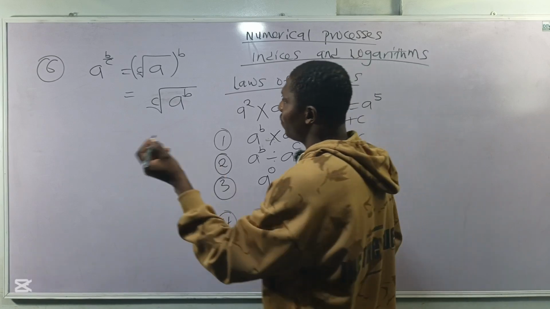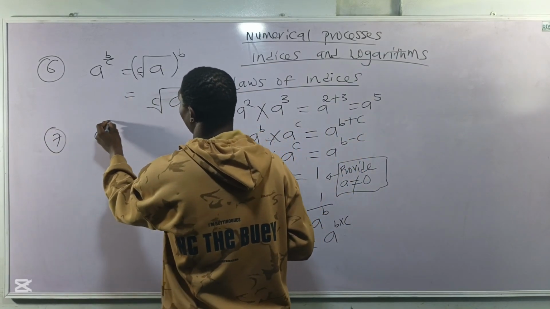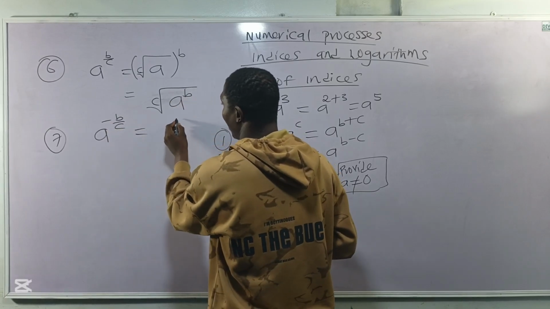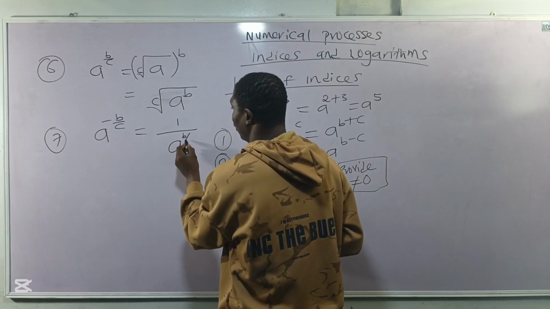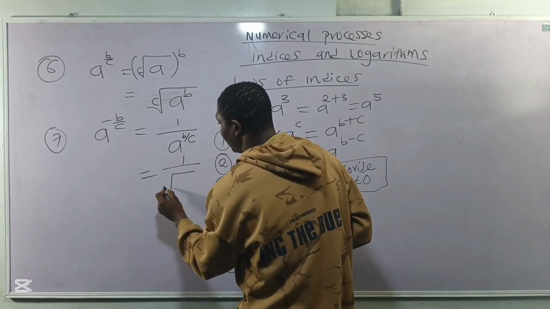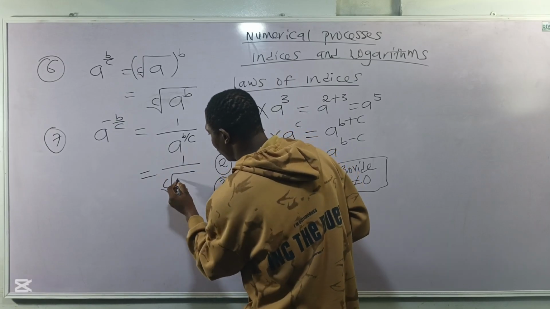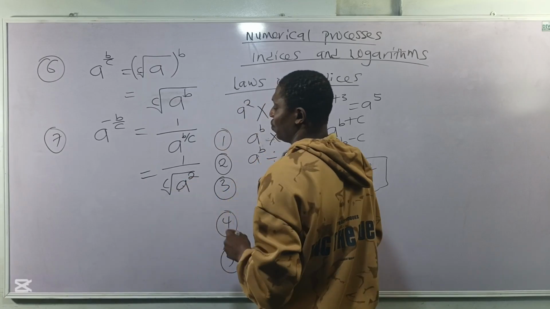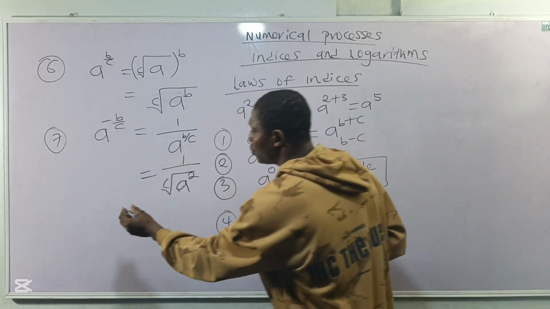And remember, if I have something like, let me say this is the 7th, a raised to power minus b over c, this is simply 1 all over a raised to power b over c, which goes further to give me 1 all over the c-th root of a, raised to power b. That's it.